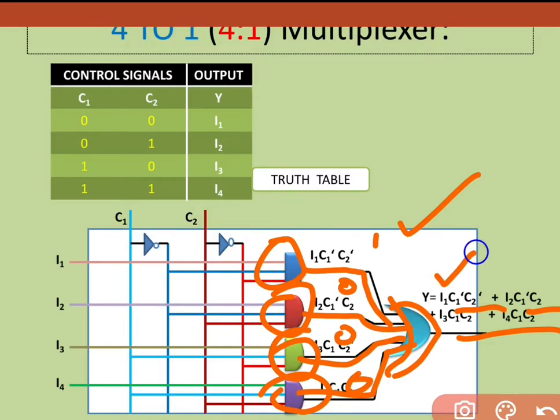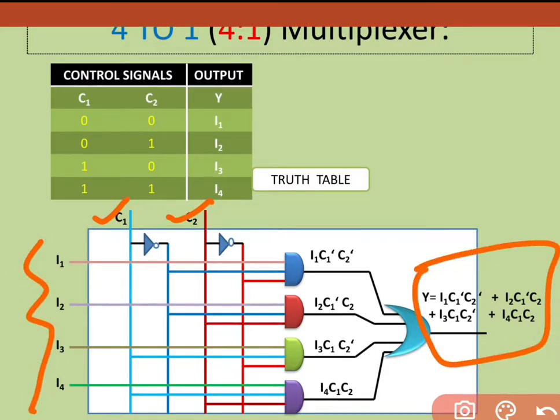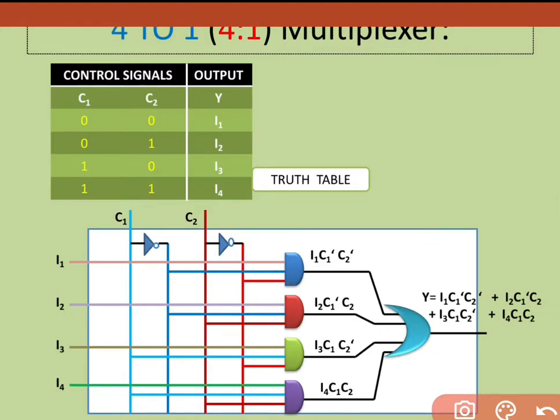When everyone provides us 0 and only the first one provides us 1, then the output will be I1 only. And how it happens, we have our working also. You can better understand through the working. First of all, you have to remember a few things: 2 control signals, 4 inputs and only 1 output, but we have our expression so that you can identify how it is going to be solved, how we are getting all these things.